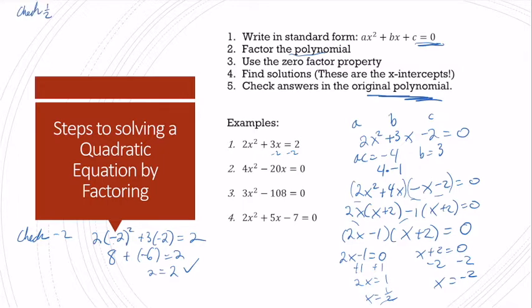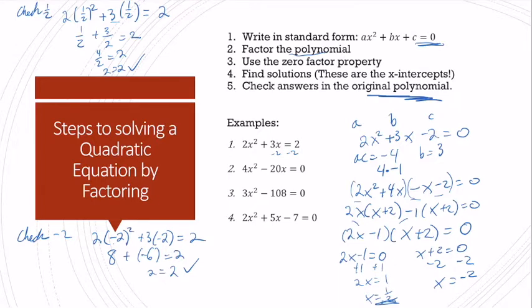Next we're going to check 1/2. That gives me 2 times 1/2 squared plus 3 times 1/2 equals 2. So 1/2 squared would be 1/4. 2 times 1/4 is 1/2. Plus 3 times 1/2 would be 3 halves equals 2. 4 over 2, 2 equals 2. So both of these are my solutions to this parabola.